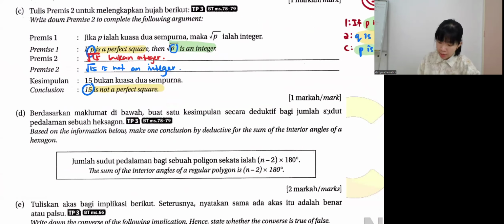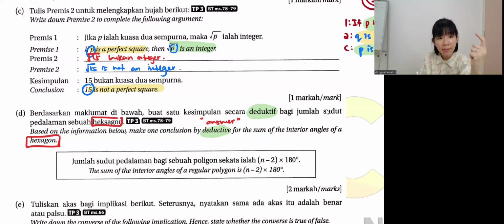Now, D, let's go to D. Based on the information below, make one conclusion by, okay guys, highlight this, deductive. Kesimpulan secara deductive. So wherever you see the word deductive, meaning they want you to find an answer. A very specific conclusion means answer. For the sum of interior angles of a hexagon. Hexagon, how many sides? 6 sides. Okay, hexagon, 6 sides.